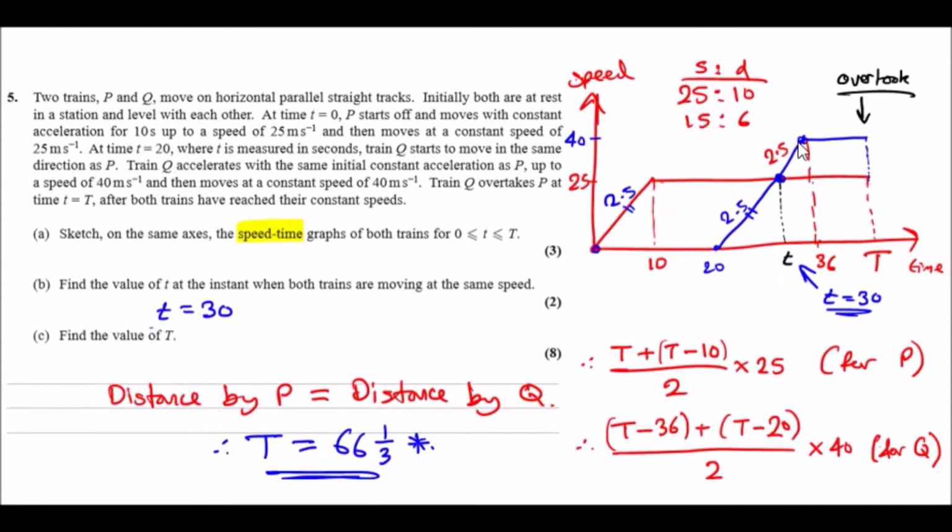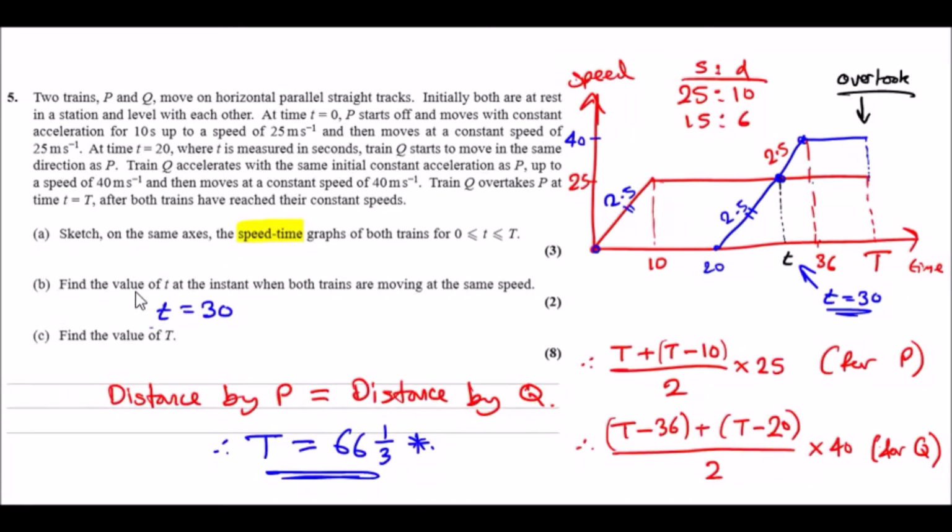And at this point, it just carries on moving at 40 meters per second until it eventually overtakes P at this position here. So we call this capital T. So again, bear in mind the values of 36 and T are not here. And that's it. You just plot this and we're good.